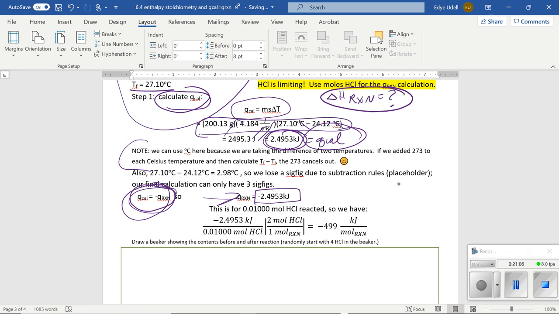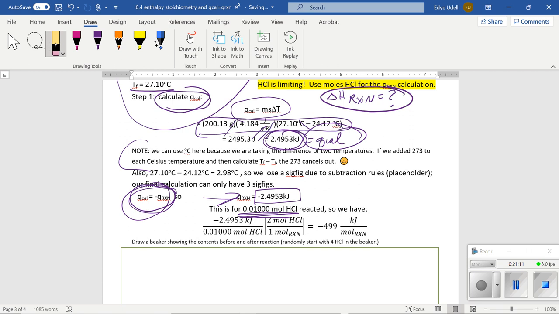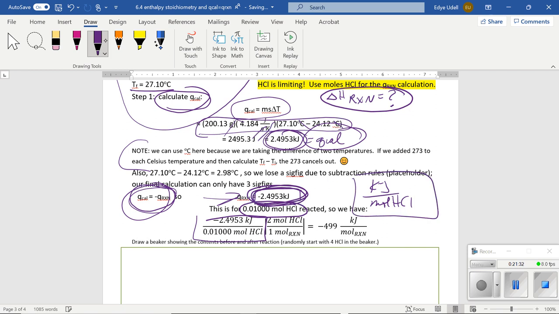All right, we have to use our limiting reactant. That's the moles of HCl. So I know that I have this many joules, or kilojoules actually, for this many moles of HCl. I know my ratio of kilojoules per mole HCl, and I just set that up. When you're doing these problems, you always need the ratio. You're trying to get kilojoules per mole. So I have this negative 2.4953 kilojoules per 0.01 moles of HCl, but I need kilojoules per mole reaction.